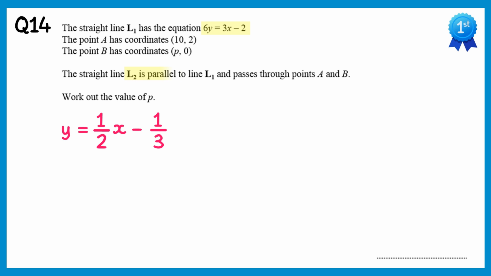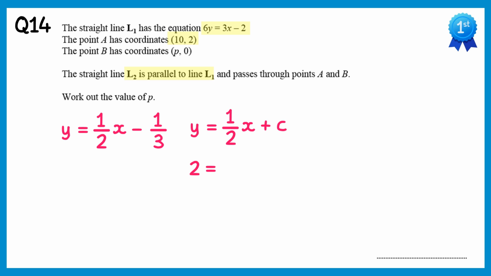We're told that line L2 is parallel to this. Parallel lines have the same gradient, so it must be y equals half x as well, but we don't know the intercept, so we'll just write plus c. We do know that line L2 goes through the point 10, 2 though. This means we can replace the x with 10 and the y with 2.